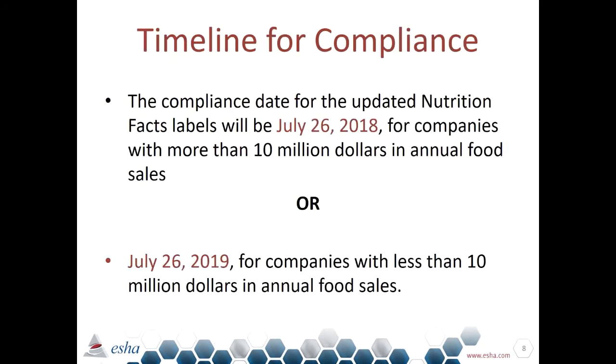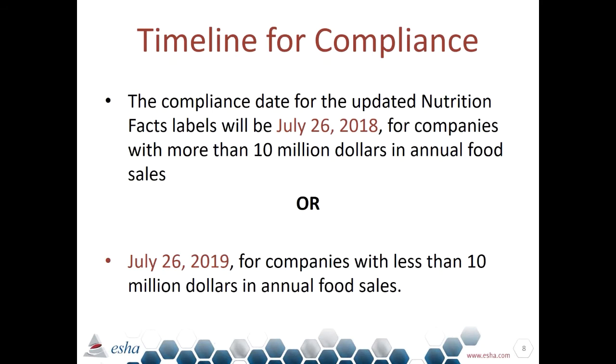If you make 10 million in annual food sales or more, you have 2 years to make the transition from July 26, 2018. For those that make less than 10 million in annual food sales, you have 3 years to make the transition, so July 26, 2019.